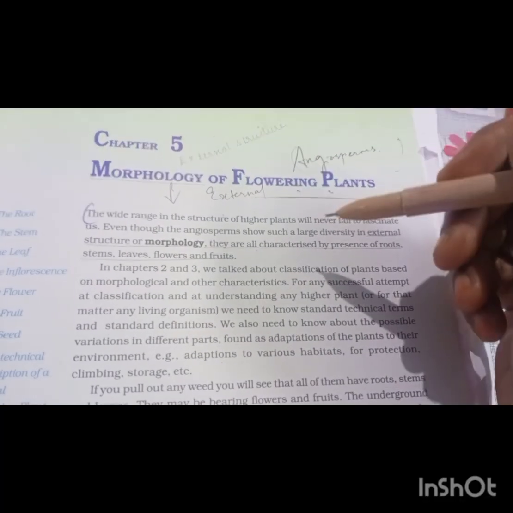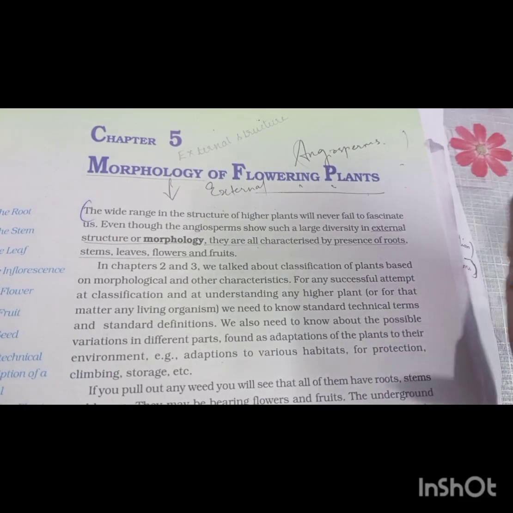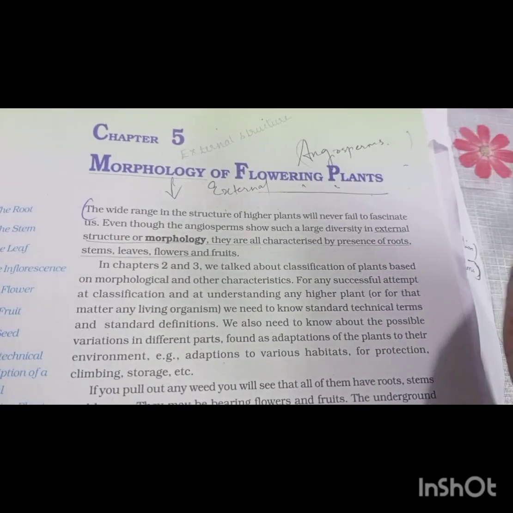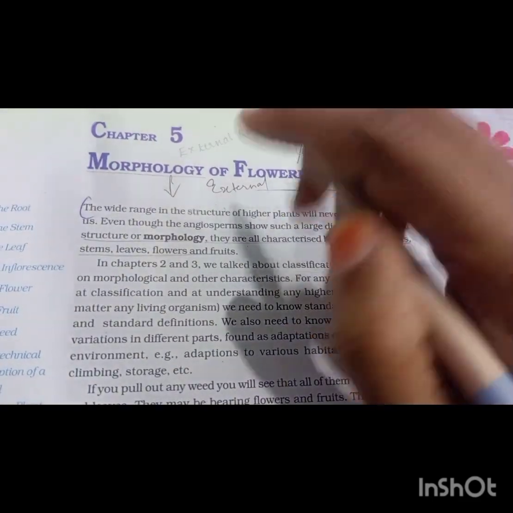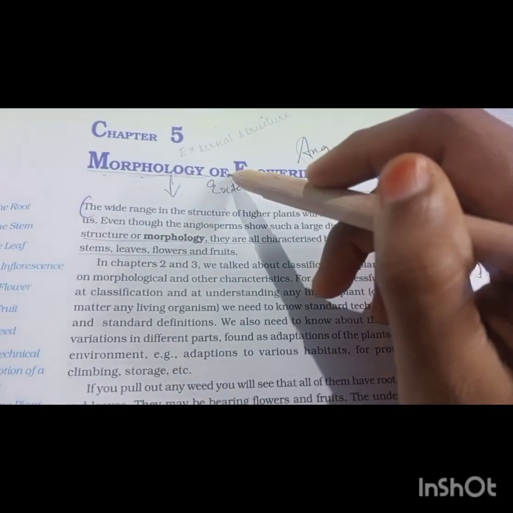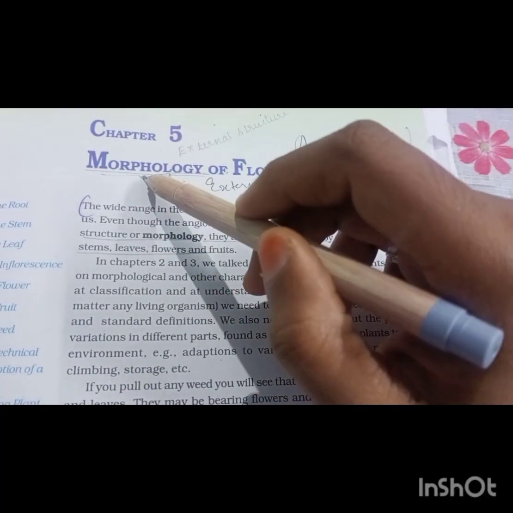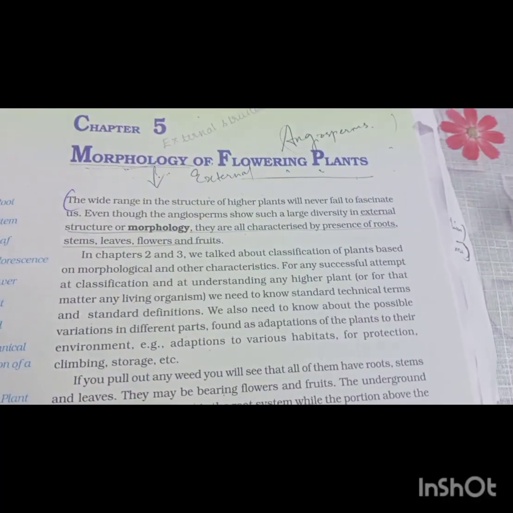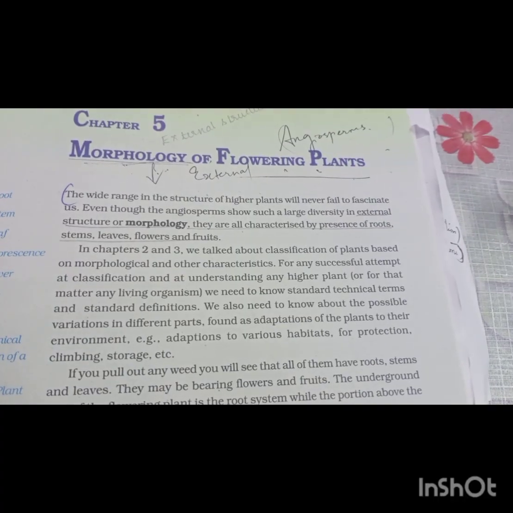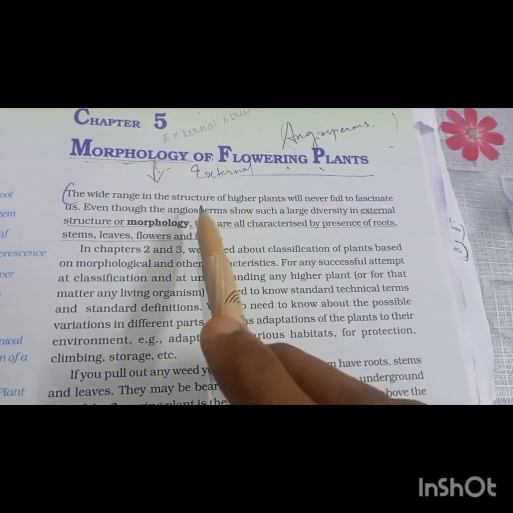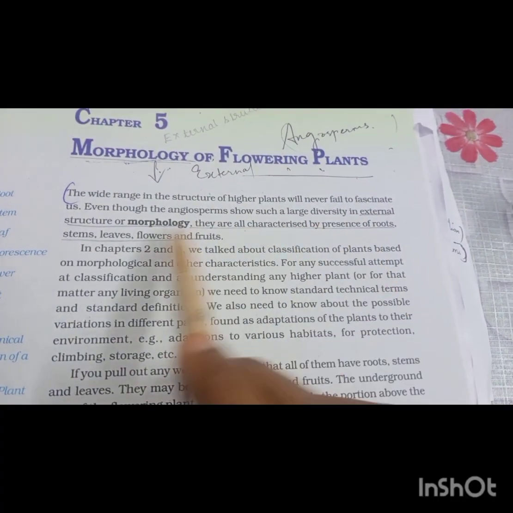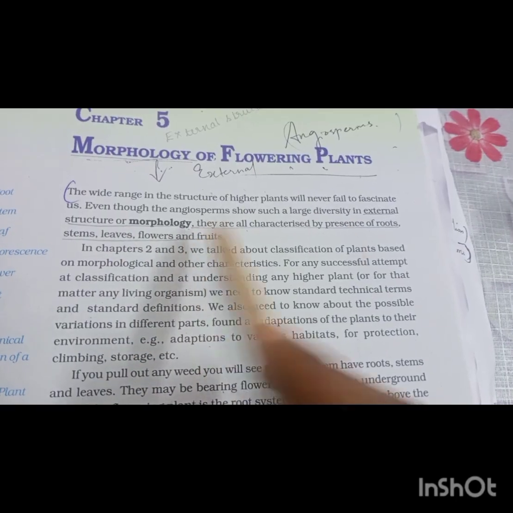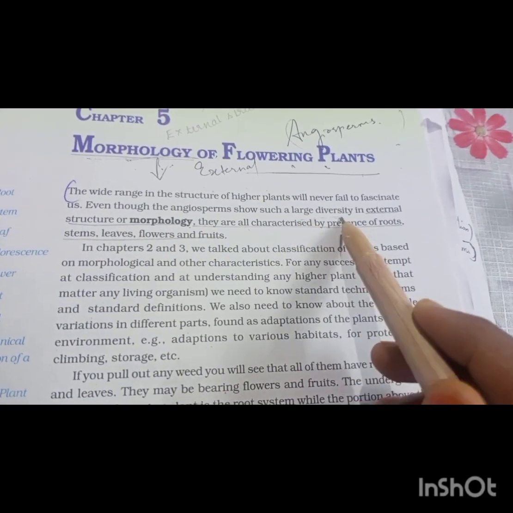So root, stem, leaf, flower, fruit, what are the outer parts of the plant, if we are studying about that, that is known as morphology. So morphology is the study of external structures of the plants. So that's what is given here. External structure or morphology. So here it's given large diversity.